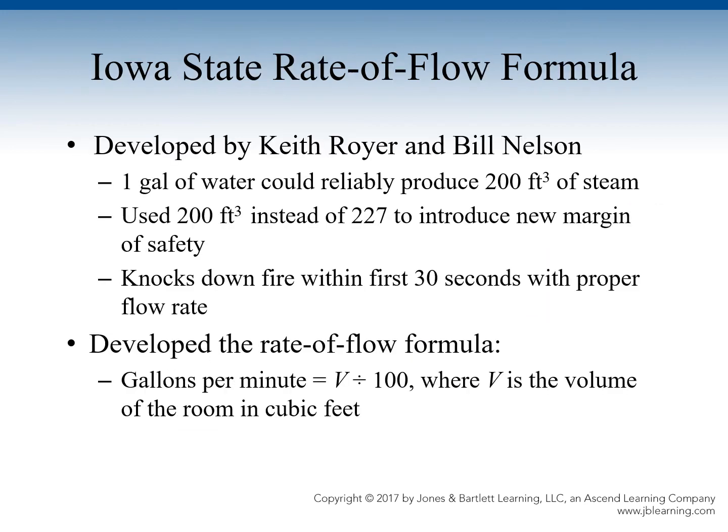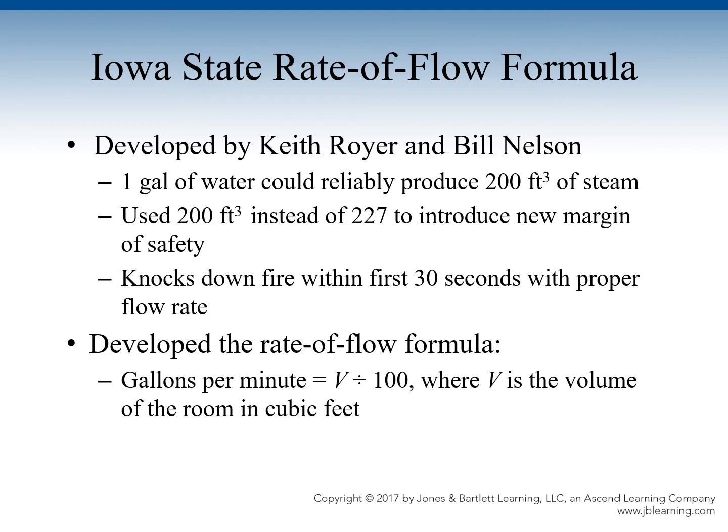So with the Iowa State Rate of Flow formula, this was developed by Keith Royer and Bill Nelson, where they say that 1 gallon of water could reliably produce 200 cubic feet of steam. They used the 200 cubic feet instead of the 227 to introduce a new margin of safety. And basically this knocks down fire within the first 30 seconds with a proper flow rate. And remember, gallons per minute is what puts out fire.